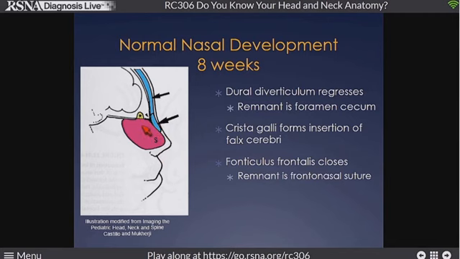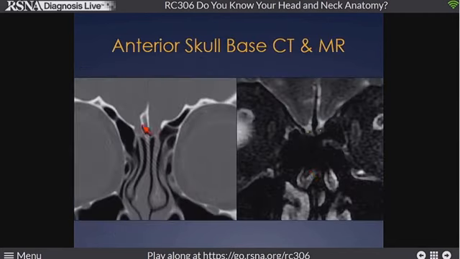That's a lot of potential areas for maldevelopmental states. When we look at our anterior skull base CT and MR, again, we can appreciate this interplay between the CNS spaces, the crista galli here, and the roof of the ethmoids and nasal cavity. We can see bilateral cranial nerve 1 here on this heavily T2-weighted coronal section.